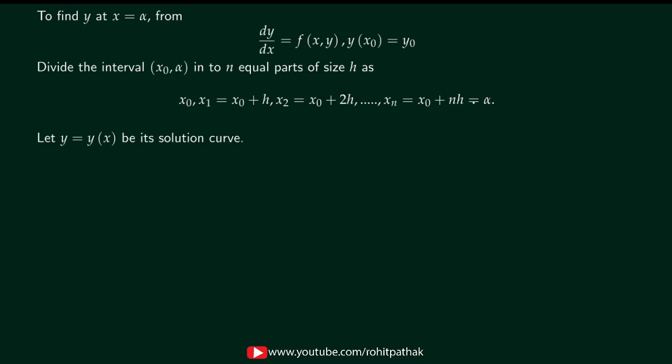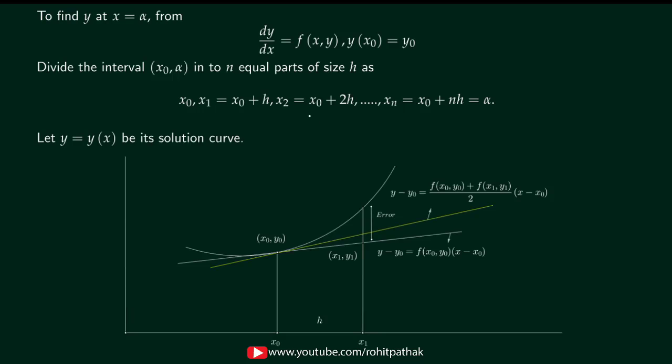Now suppose y equal to y(x) be the solution curve, where this y(x) is not known at this point of time. What is known at this point of time is the slope at any point to this curve and the initial point x0, y0. So using this information, we have to obtain y at x equal to alpha. So for this purpose, we divide the interval into n equal parts. And if you look at the graph, we see that this curve is not known at this point of time, but we can draw the tangent at x0, y0.